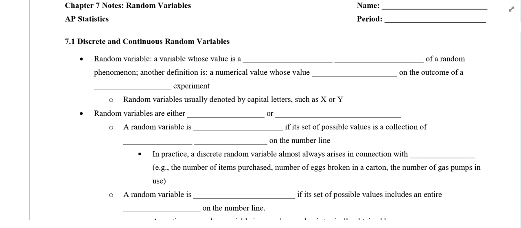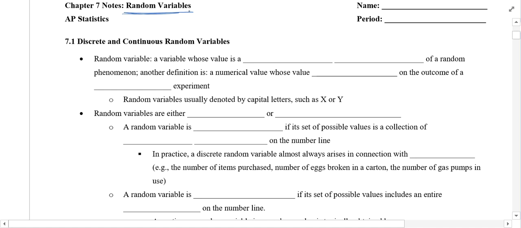Hey AP Stats, we're going to talk about Chapter 7 today. And Chapter 7 is still dealing with probability ideas. We're just going to narrow it down to very specific types of probability. What we're going to be talking about, the whole chapter, is random variables. That's the key to this.